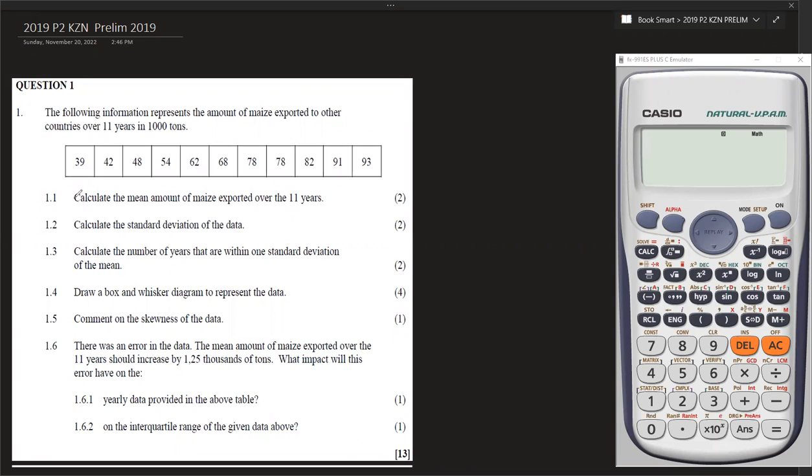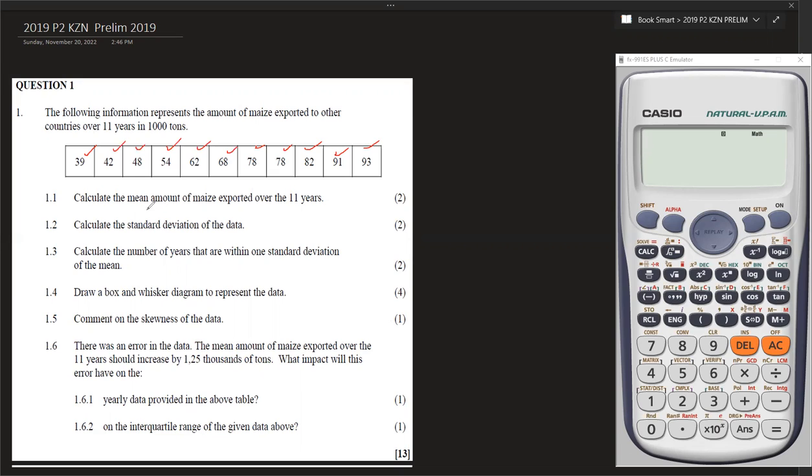So in front of us here, we have a question on statistics taken from KwaZulu-Natal Paper 2 Preliminary Examination 2019. Okay, without any further ado, let's get straight to the point. Here they say the following information represents the amount of maize exported to other countries over 11 years in 1,000 tons. Then they give us our data here, which is already arranged in ascending order. We always need to make sure that our data is arranged from smallest to biggest.